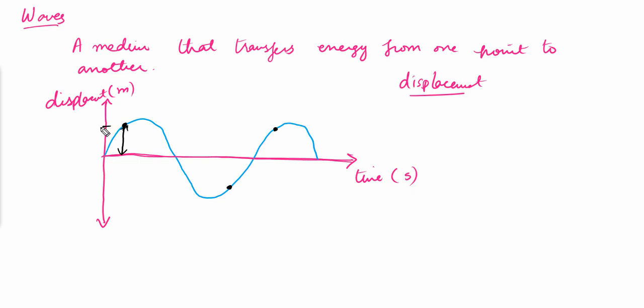So for this point, my displacement will be this much. Let's suppose over here I have some value, let's suppose it's 5 meters. So this will be the displacement. Over here, this will be the displacement. And for the third point, this will be my displacement. So I can write that displacement is the distance from the equilibrium position, from the mean position.